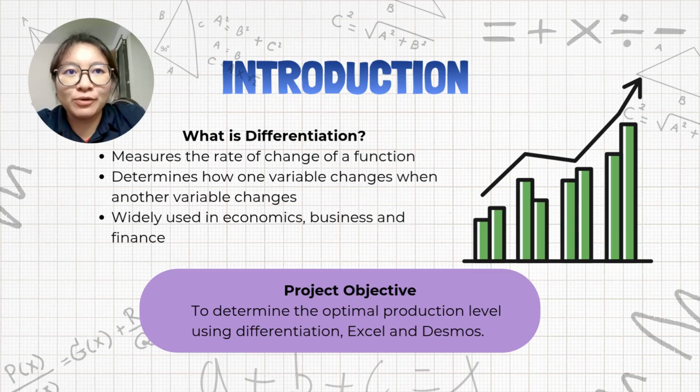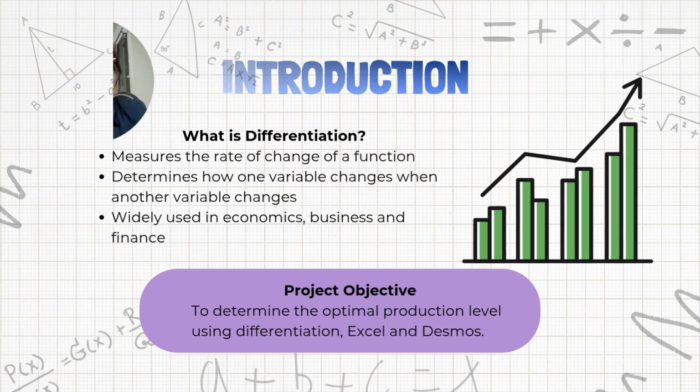Our project focuses on the application of differentiation in profit optimization for business decision making. Differentiation is a mathematical process used to measure the rate of change of a function. It helps determine how one variable changes when another variable changes. In business, differentiation is commonly applied to analyze revenue, cost, and profit in order to identify the most beneficial business decisions. We selected this topic because profit optimization is an important objective for businesses. By applying differentiation together with digital tools such as Microsoft Excel and Desmos, businesses can determine the optimal production level that maximizes profit more efficiently.